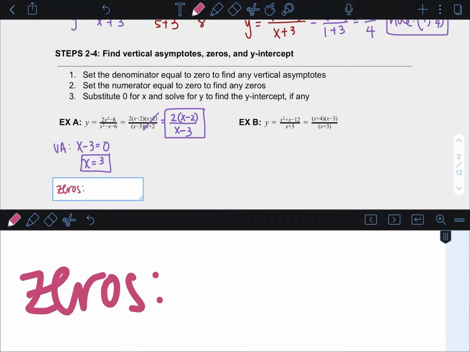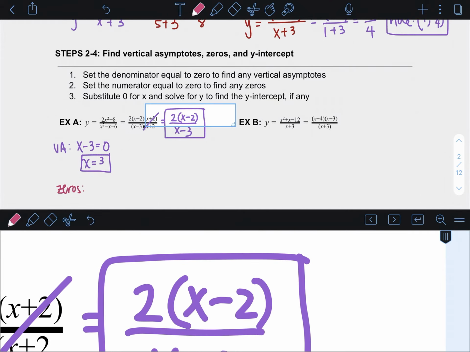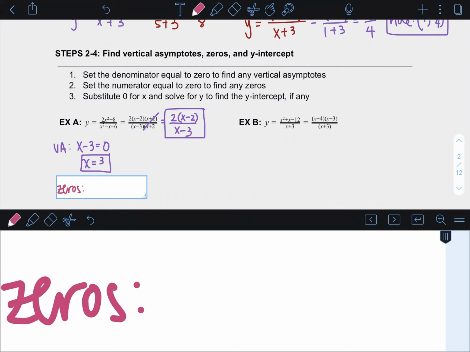The zeros, if you look in step 2 here, all you have to do is set the numerator equal to 0 to find any of your zeros. So my numerator here is 2 times x minus 2. So I will set that equal to 0.